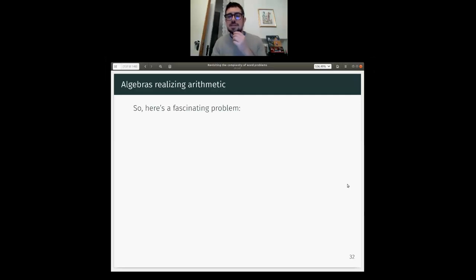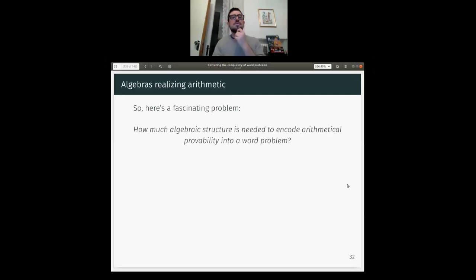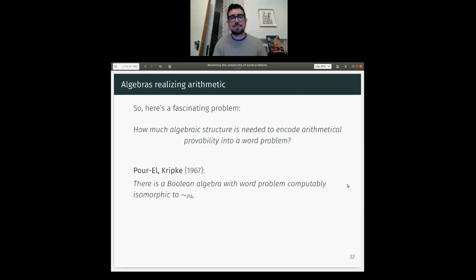And here's a fascinating problem that I like so much. The idea is, how much algebraic structure do you need in order to encode arithmetical provability into a word problem? Suppose you would like to encode all of arithmetic, basically what arithmetic knows about itself, so all provability, in a word problem. How much algebra is needed?